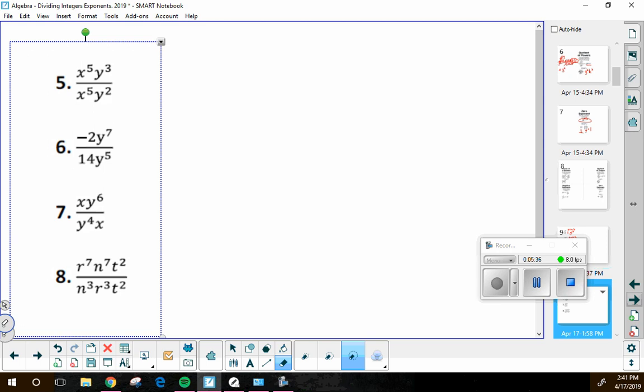X to the 5 over x to the 5. Look what that means. Gone. See ya. Right? Same thing over same thing equals 1. So now we're down to 3 minus 2. What's 3 minus 2? So the answer to this is just y.